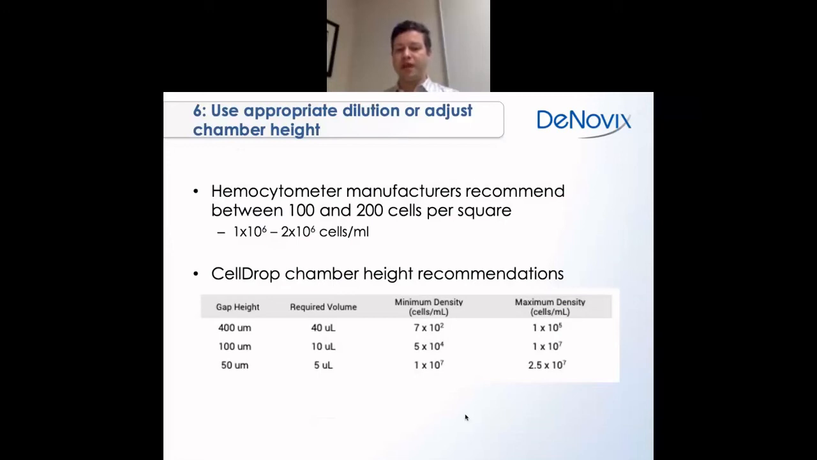And then if you're too diffuse, if you don't have enough cells at the 100 micron chamber height, what you can do to get a more accurate count is go up to a 400 micron chamber height, load 40 microliters of the sample. Now you have 4 times the number of cells in the field of view, giving you a more accurate count of that sample. If you're way too dense, you can lower down to a 15 micron chamber height, load 5 microliters of your cells, and now you've essentially done a one-to-one dilution on that cell without having to actually go and physically do the dilution.